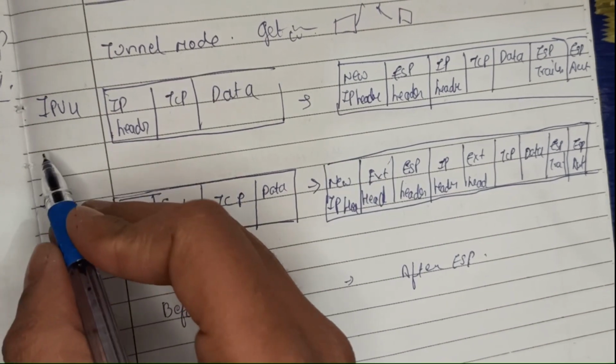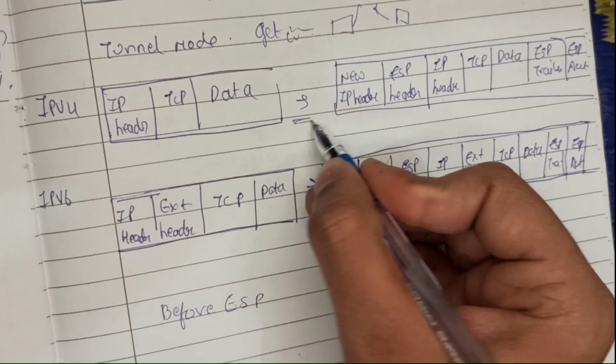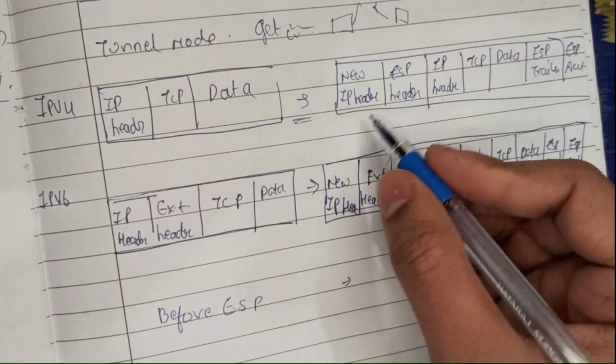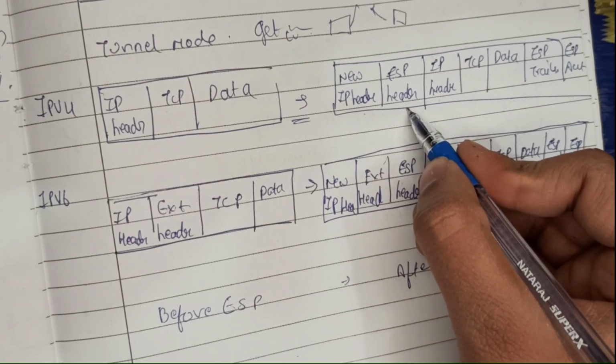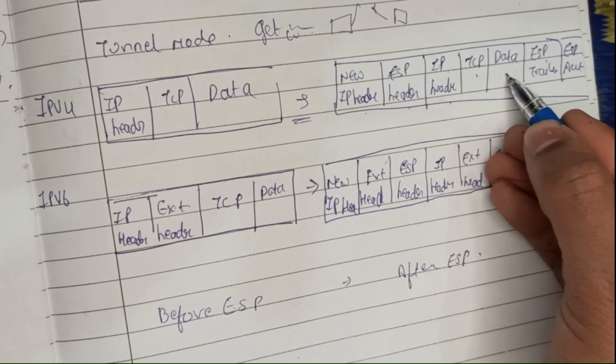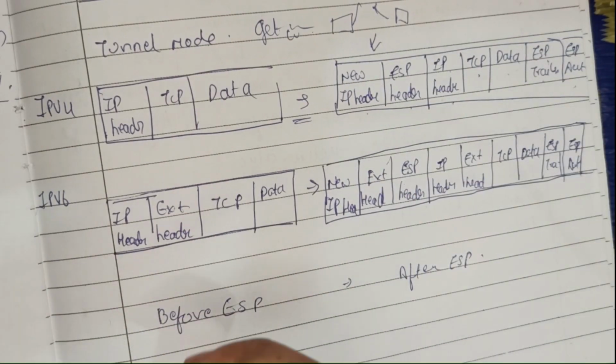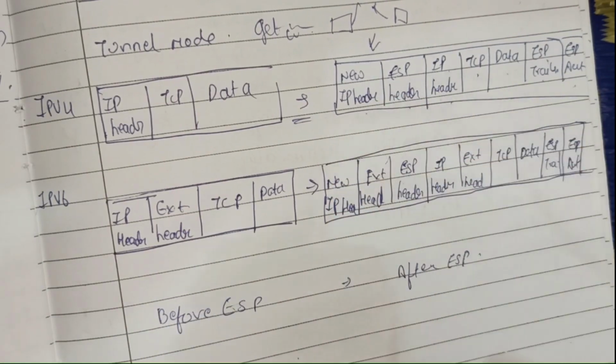Tunnel mode, how does it work? Before applying our protocol: IP header, TCP data. After applying our protocol, it is new header, encapsulating security payload header, internet protocol header, TCP data, ESP trailer and ESP auth. The new header is added. It can extend it, so that's why a new header is added.